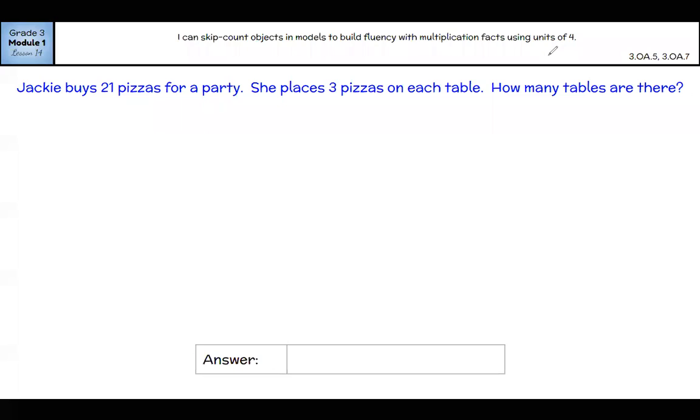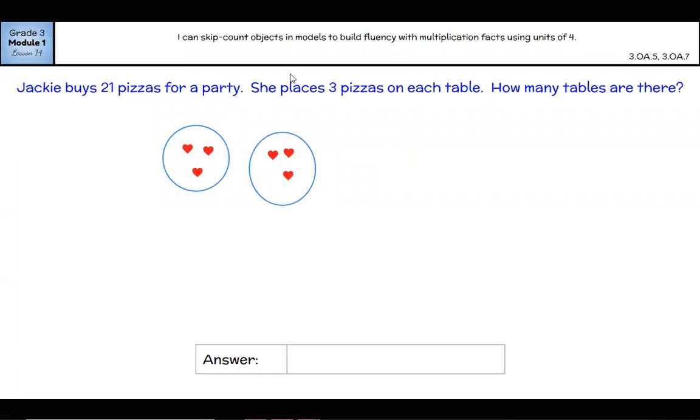Jackie buys 21 pizzas for a party. She places 3 pizzas on each table. How many tables are there? Okay, so what I do know is that one table holds 3 pieces of pizza, right? And I need to figure out how many tables there are all together. So I just have to keep drawing tables of 3 until I get to 21. So let's draw another table and put 3 more pieces of pizza. That gives me 6.